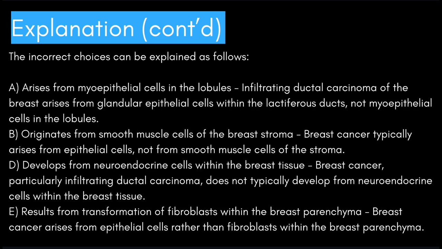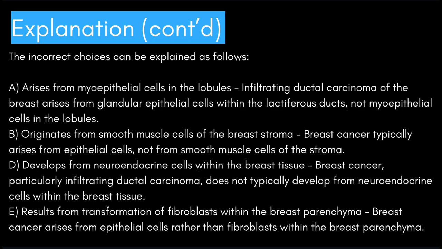Arises from myoepithelial cells in the lobules. Infiltrating ductal carcinoma of the breast arises from glandular epithelial cells within the lactiferous ducts, not myoepithelial cells in the lobules. Originates from smooth muscle cells of the breast stroma. Breast cancer typically arises from epithelial cells, not from smooth muscle cells of the stroma.